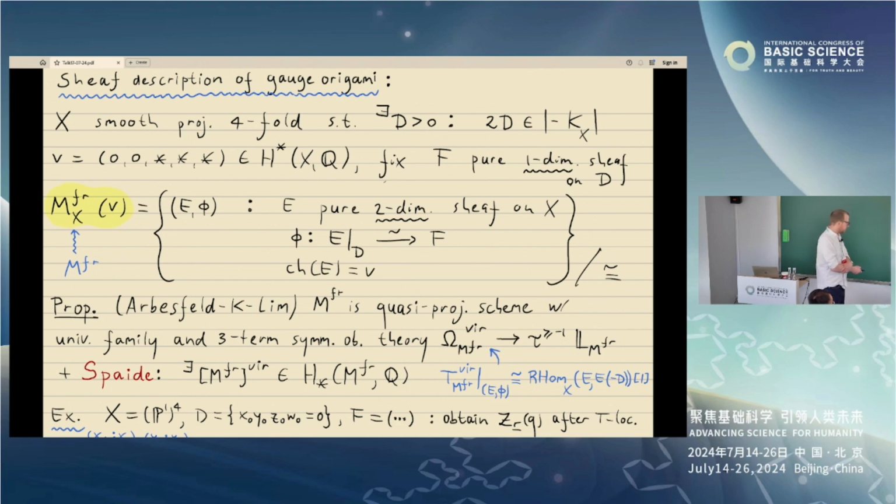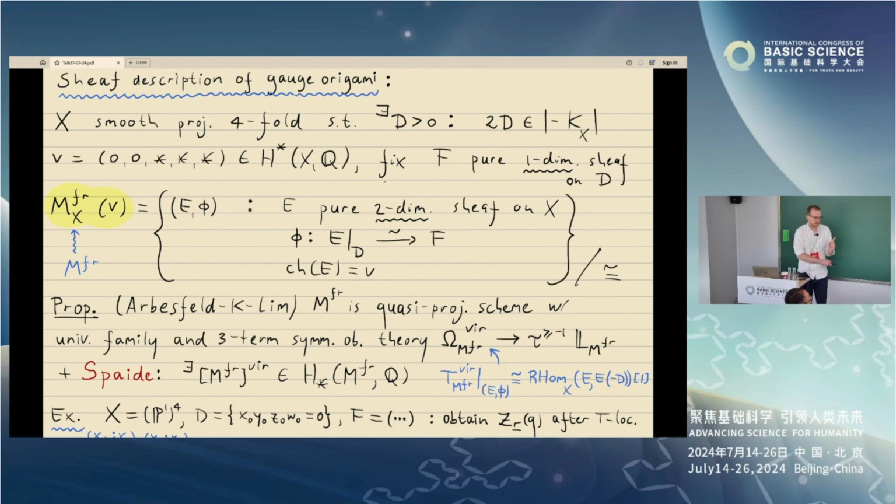So let me mention one example. Suppose X is the product of P1 4 times, so P1 times P1 times P1 times P1, and let us fix a 3-fold at infinity. I'll use coordinates x0, x1, y0, y1, z0, z1, w0, w1 on these factors. So then I have this singular 3-fold at infinity, and this is what I take as my divisor. And I take a specific pure one-dimensional sheaf on this divisor, which I won't write down here. Then the claim is, if you go to this moduli space and you define invariants by T localization, this also produces the origami partition function.